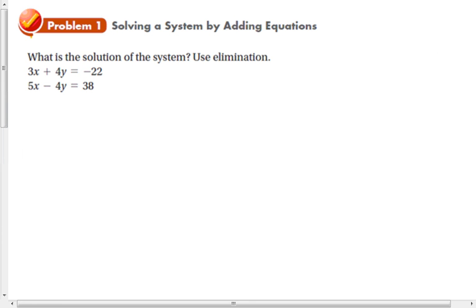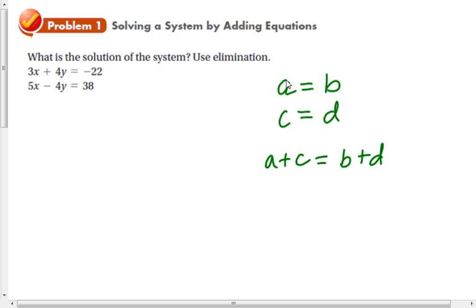All right, so the idea here is that we're going to somehow combine these two equations so that we end up with an equation that only has one variable in it. And the idea behind it is this: let's say A is equal to B and C is equal to D. Then it would also be true that A plus C is equal to B plus D. And that's just a form of the addition property of equality.